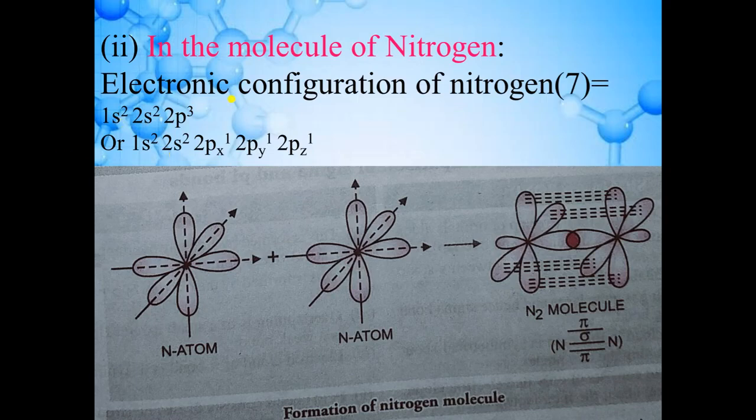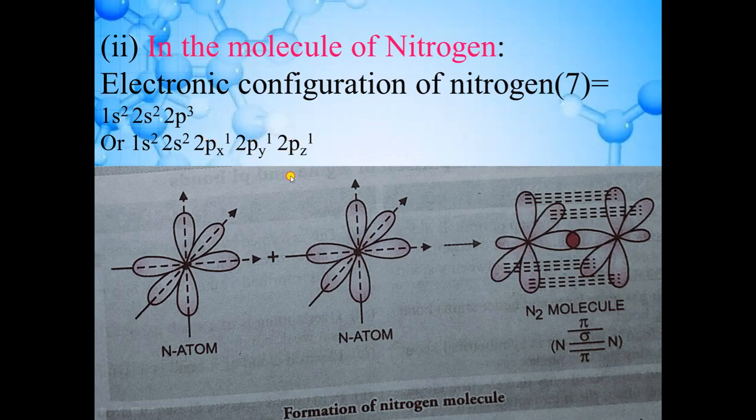So the electronic configuration of nitrogen, whose atomic number is 7, is 1s2, 2s2, 2p3. Three electrons are present in the 2p orbital, right? So you can write 2p in this way also: 2px1, 2py1, 2pz1. That means three electrons are present in the 2p orbital and they are unpaired. They need one electron each. That means in total they need 3 electrons to pair up.